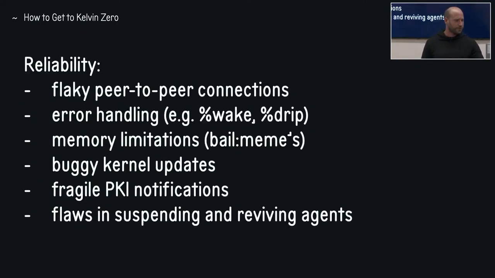So the first is reliability. There are a lot of reliability problems right now. I would say the biggest is that when I try to have a peer-to-peer connection with you, my Urbit tries to send your Urbit a message. Sometimes it flakes out. Sometimes it doesn't get there for an hour. Sometimes it doesn't get there for a month.